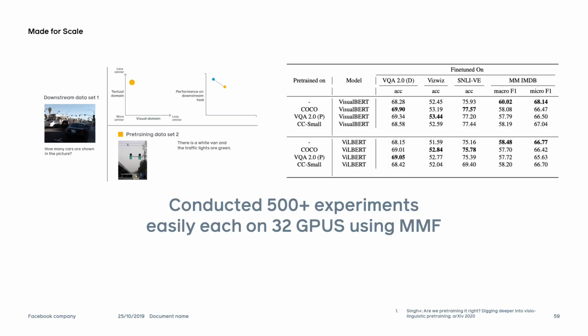This is very evident from the recent arXiv report from our group, where we conducted 500 plus experiments easily, each on 32 GPUs. As you can see in the table, there are so many combinations that each have been run through a very extensive hyperparameter sweep to get the best values out of it. And the models are very big, including VisualBERT and ViLBERT. So we were easily able to conduct more than 500 experiments on 32 GPUs using MMF without any hiccups. So MMF is made for scale.